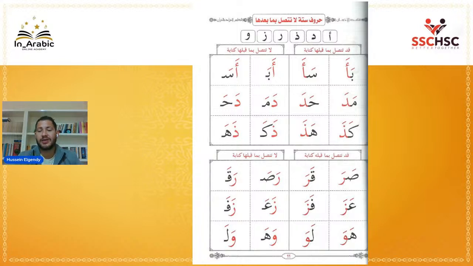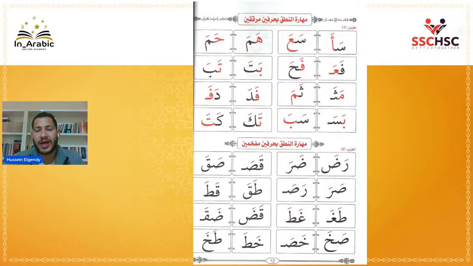In this case, then za, fa, za. Then we have za, fa and za, fa. The same. Then we turn to the last letter in these six letters that cannot be connected with what's coming after. So ha, wa, la, wa. Ha gets connected to waw and lam gets connected to waw. But in the case of wa, ha, and wa, la, it's not connected.